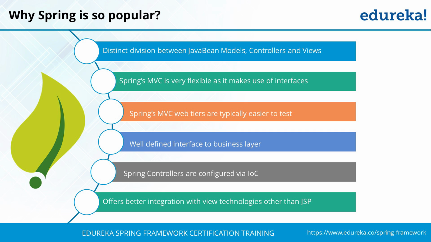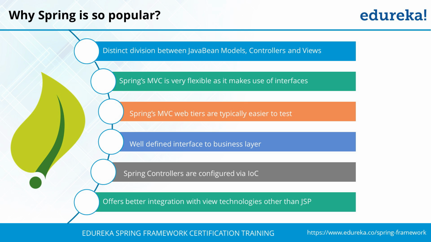So it's very flexible. MVC is very flexible as it makes use of interfaces. So here we use interfaces so that we can write the implementation as per our requirement. So there is no restriction coming up over here. Then Spring MVC web tiers are typically easier to test. We also got testing modules available in the Spring Framework itself. So JUnit and all is available. So we can use the testing frameworks.